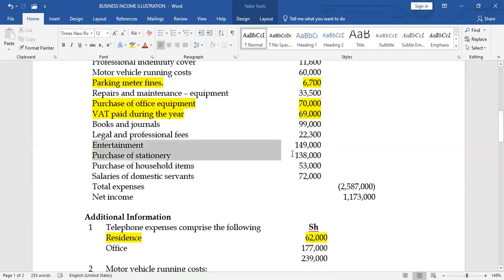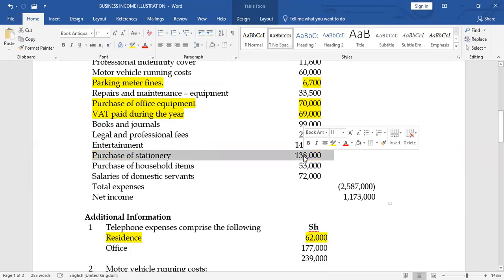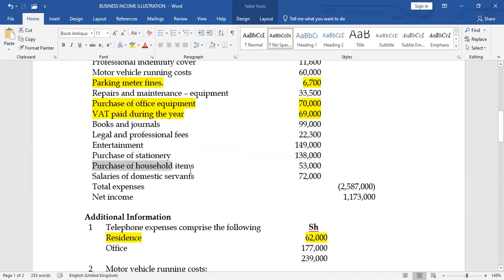Stationery, purchase of stationery, what do you say, people? It's allowable. What about purchase of household equipment? Not allowable, because it's domestic. And also salaries to domestic servants, this one is not allowable. So we have done like 80% of the work.